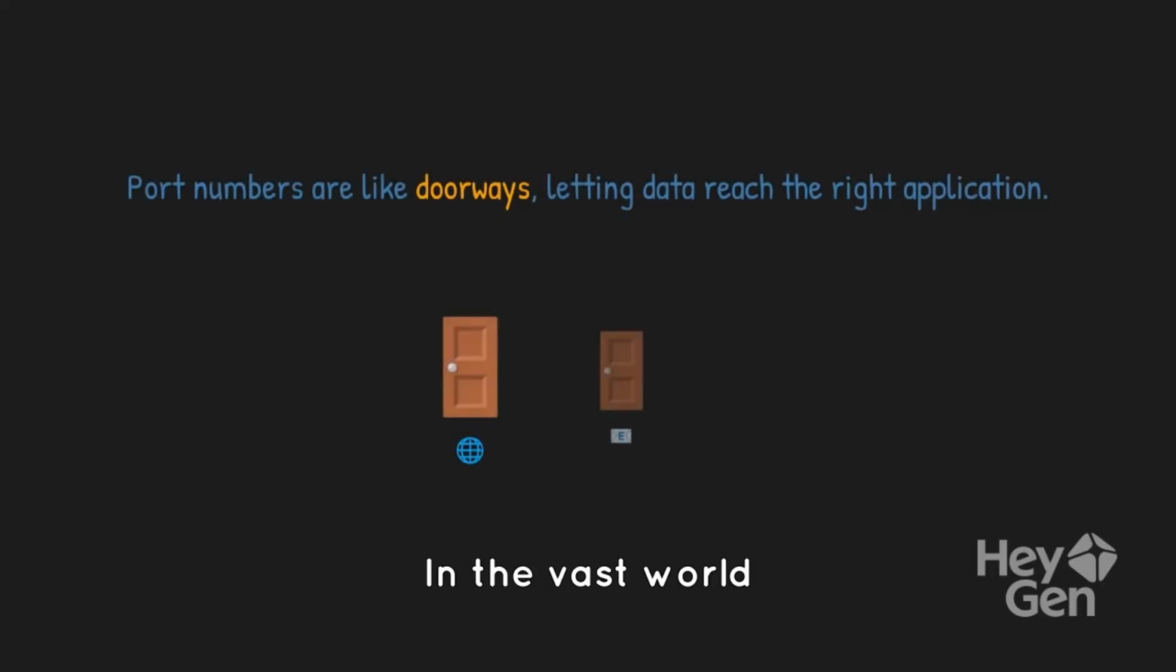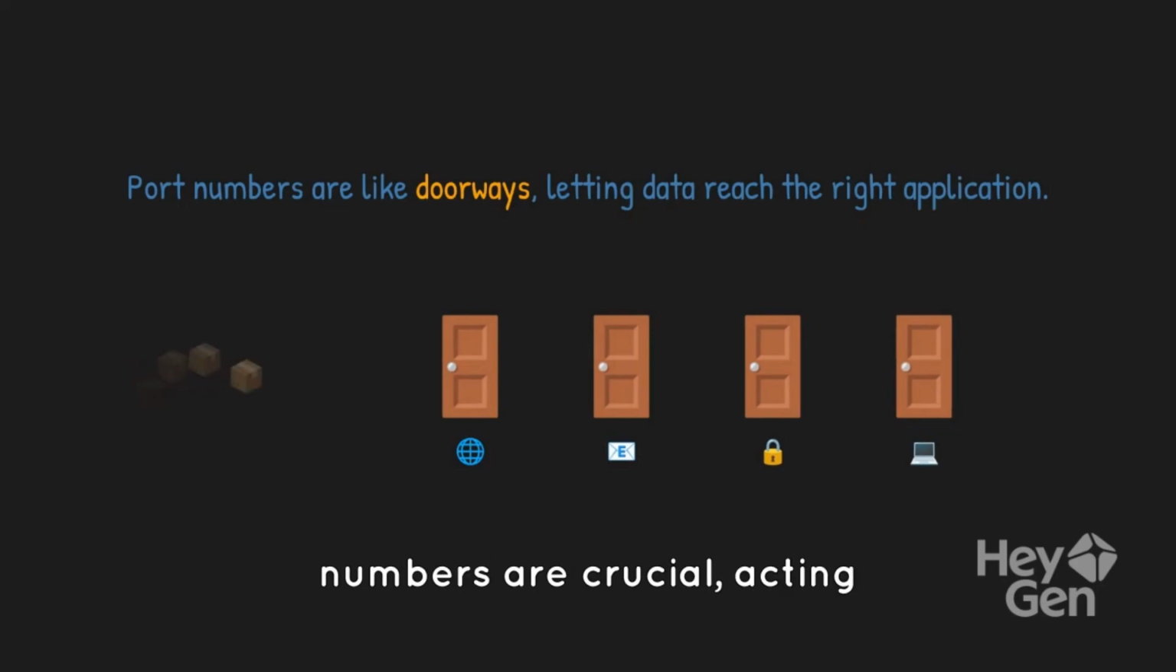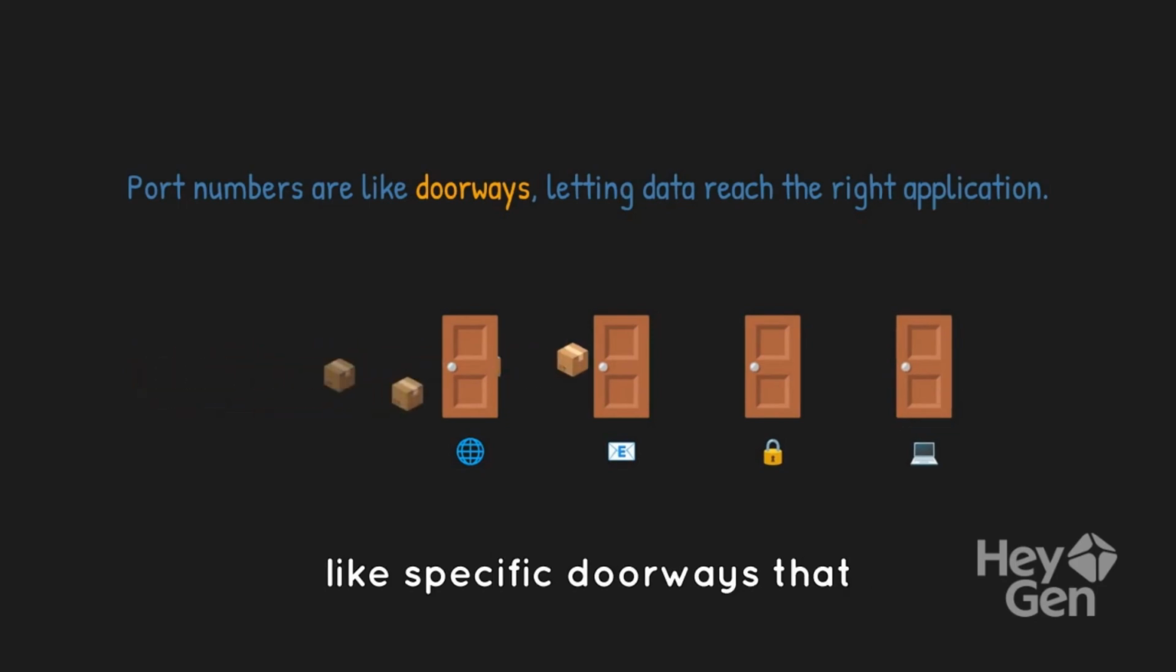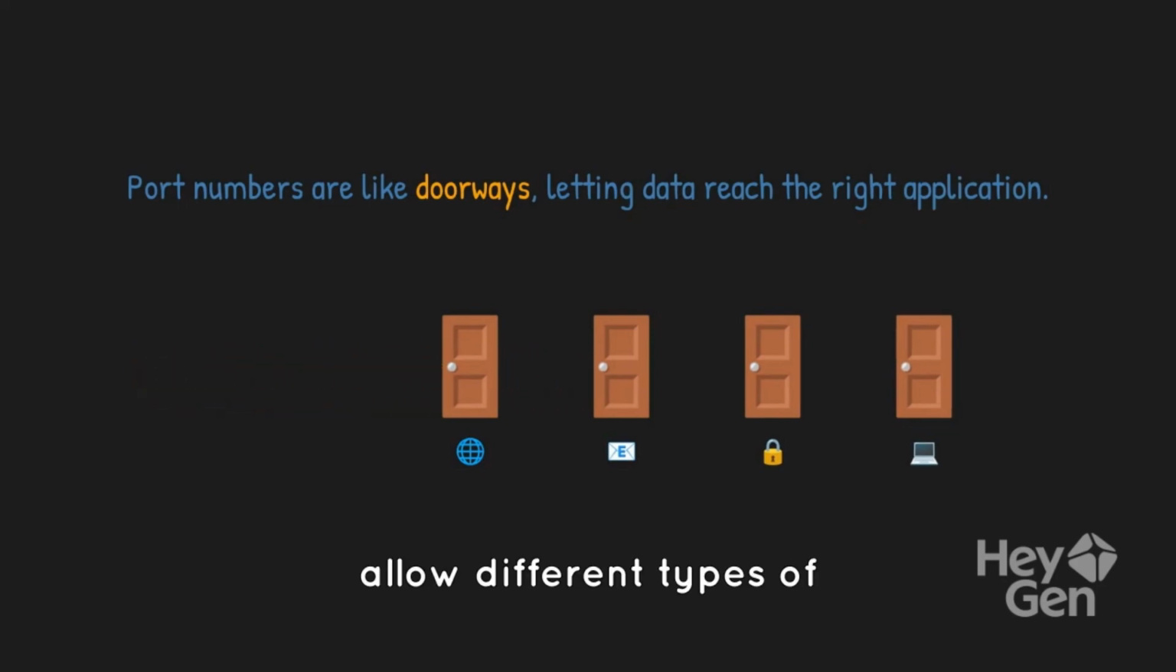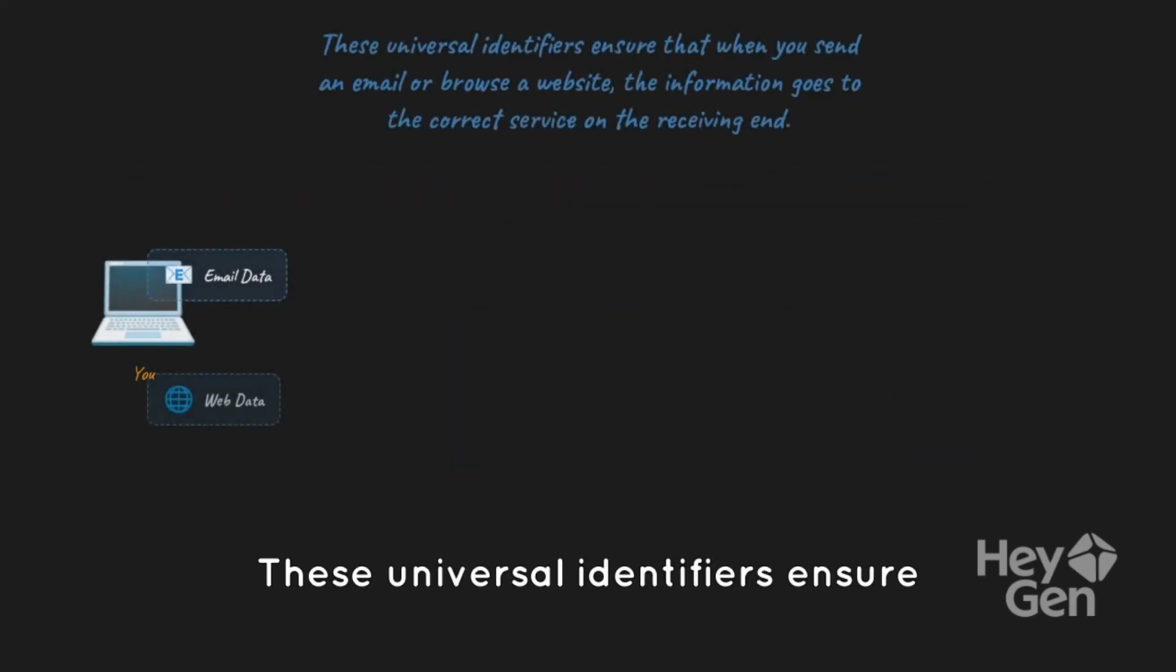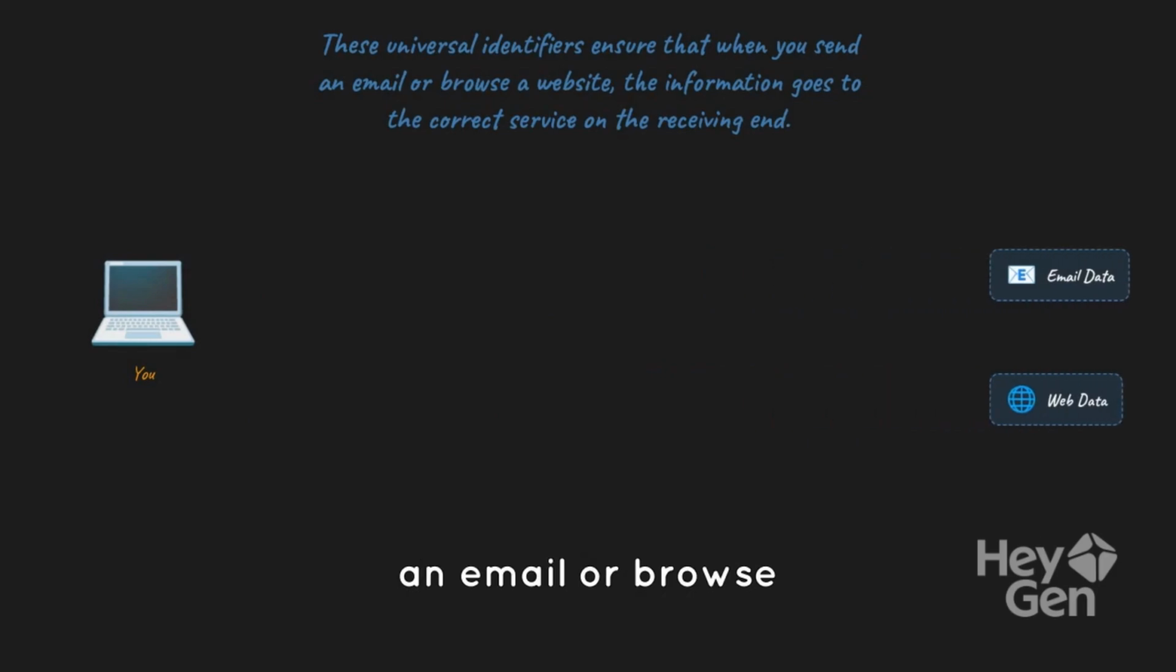In the vast world of computer networking, port numbers are crucial, acting like specific doorways that allow different types of data to reach their intended applications. These universal identifiers ensure that when you send an email or browse a website, the information goes to the correct service on the receiving end.